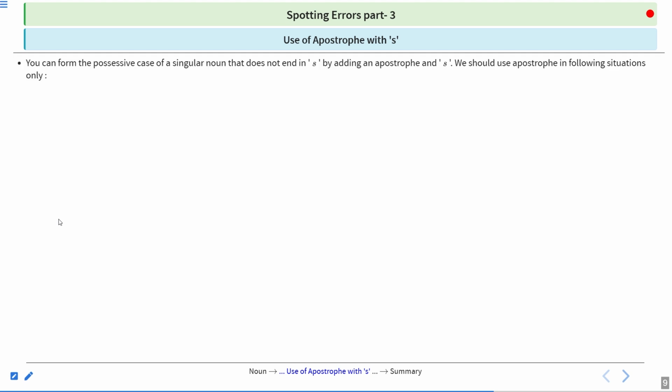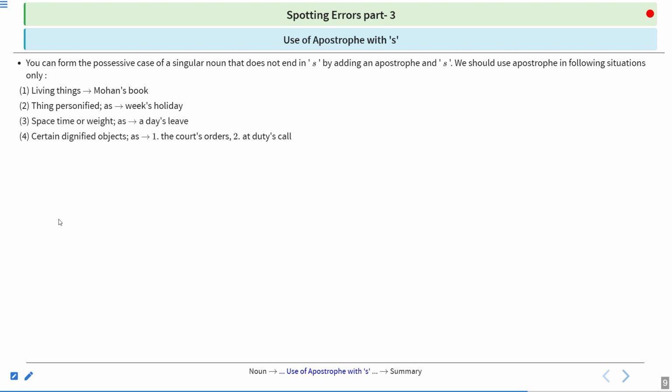Use of apostrophe with s. You can form the possessive case of a singular noun that does not end in s by adding an apostrophe and s. We should use apostrophe in the following situations. With living things, like Mohan's book. So here Mohan is a proper noun and we have used apostrophe s. Things personified, as week's holiday; space, time or weight, as a day's leave; certain dignified objects, as the court's orders, at duty's call; familiar phrases, as at his wit's end, at a stone's throw.